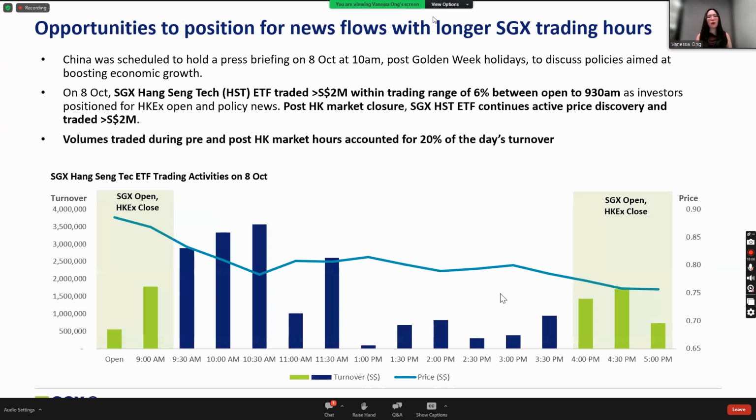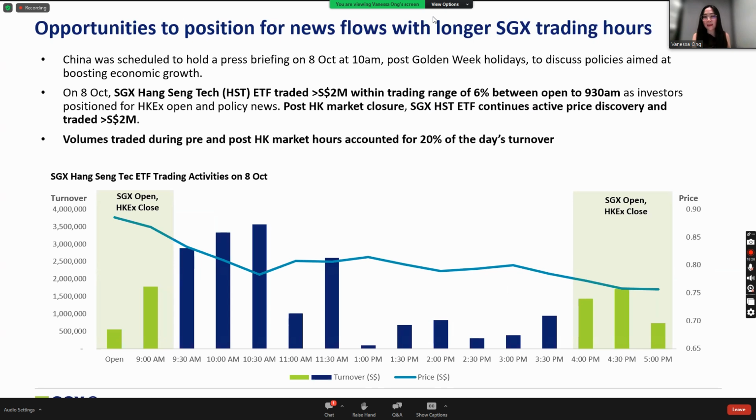So on this point of greater flexibility and positioning for news flows, one example is also how the Hang Seng Tech ETF traded on SGX. So on 8 October at 10 a.m., post the Golden Week holidays, the China government was scheduled to hold a press conference to discuss certain policies aimed at boosting growth.